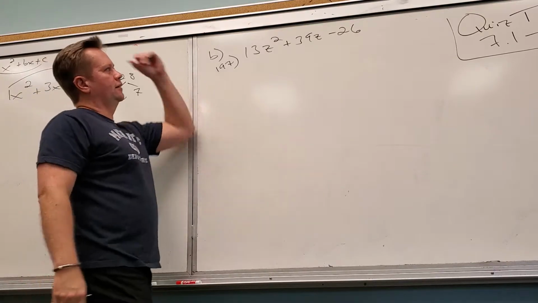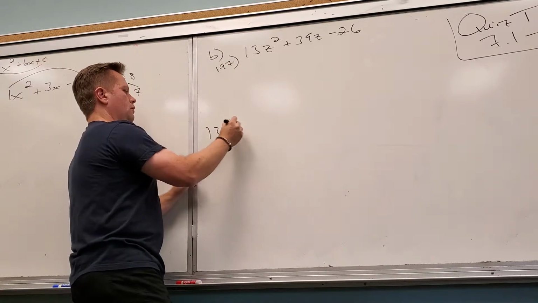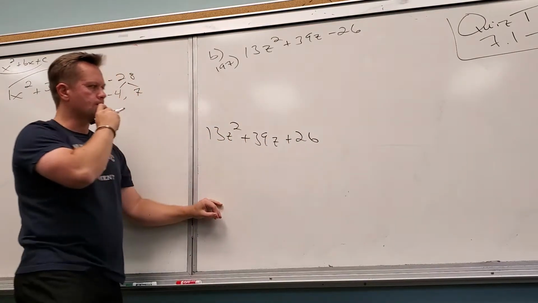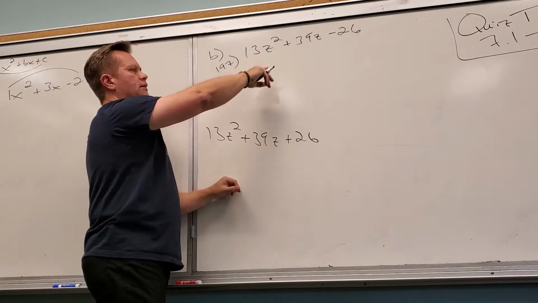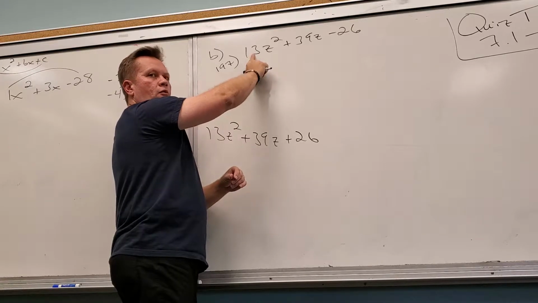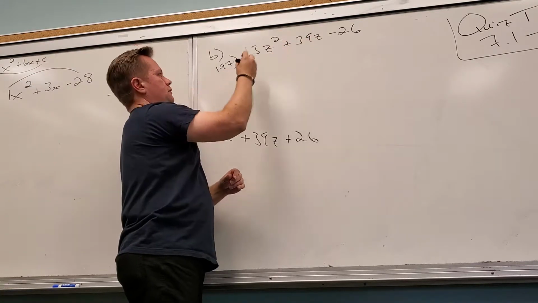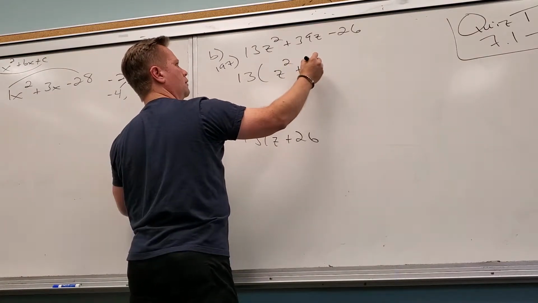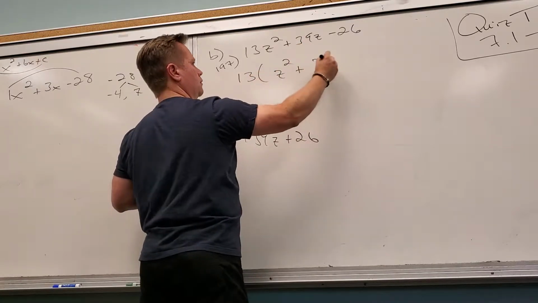So, real quick, I want to show you something. This is not the problem, but if the problem was this, there's something really cool here. What do you always try to do when there's a number here that's not 1? Try to take it out. Can 13 come out? Yes. And what are you left with? z squared plus 3z minus 2.